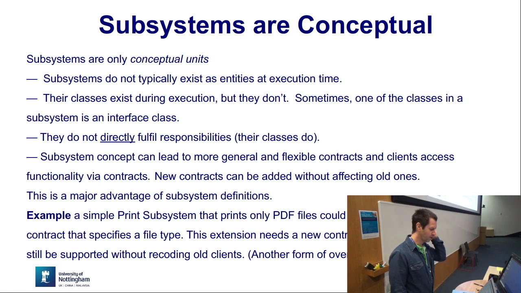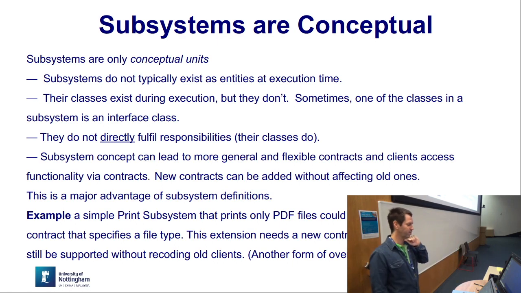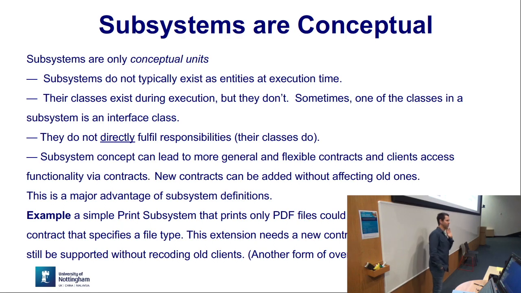Subsystems can lead to more general and flexible contracts, and clients access functionality via contracts. New contracts can be added without affecting the old ones. This is a major advantage of the subsystem definitions. Right, and we're going to look at the printer subsystem. A simple print subsystem that prints only PDF files could be extended to include a contract that specifies a file type. And then this extension needs a new contract, but the old contracts can still be supported without recoding the old ones.